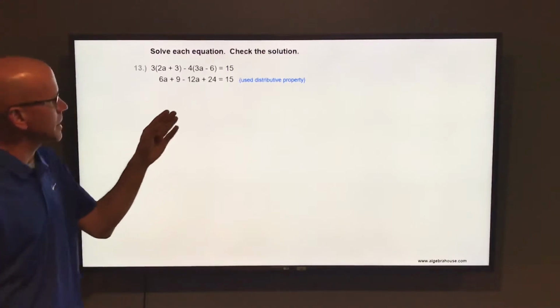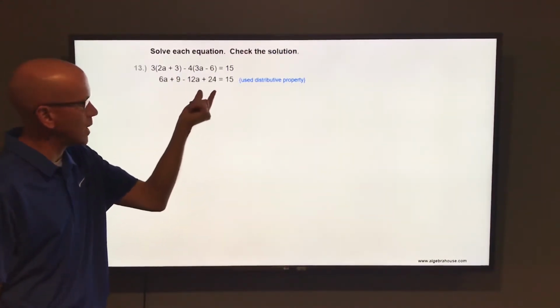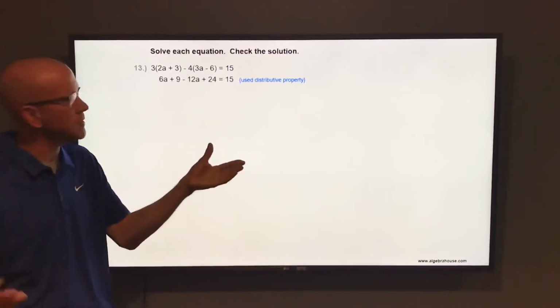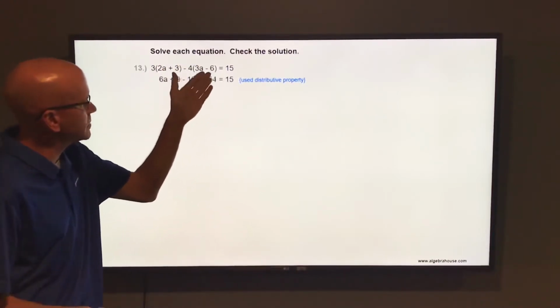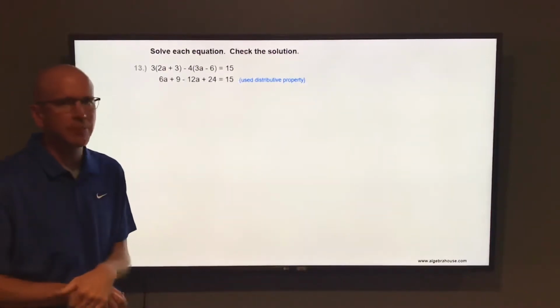A very common mistake people will make with this is they'll take negative 4 times that negative 6 and write that as negative 24 for whatever reason. Negative 4 times negative 6 is positive 24. On the other side, that's still just a 15.